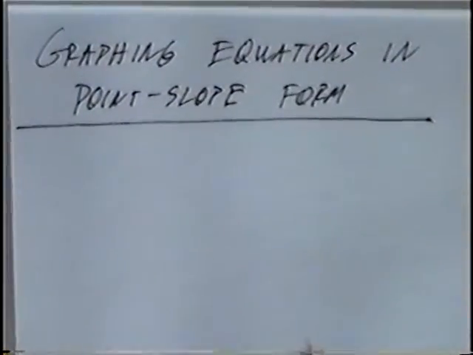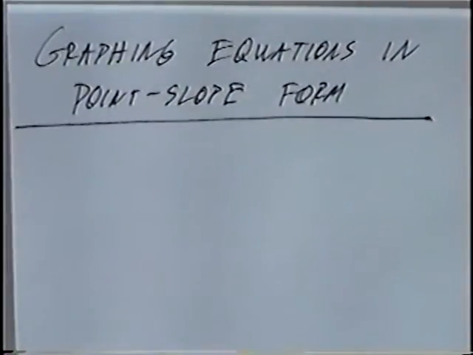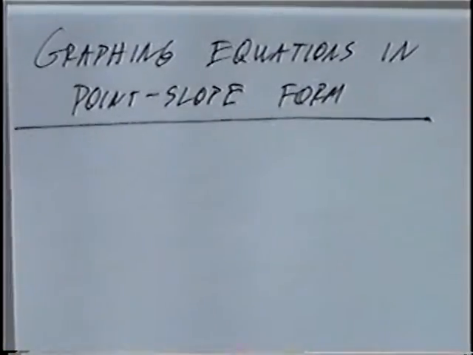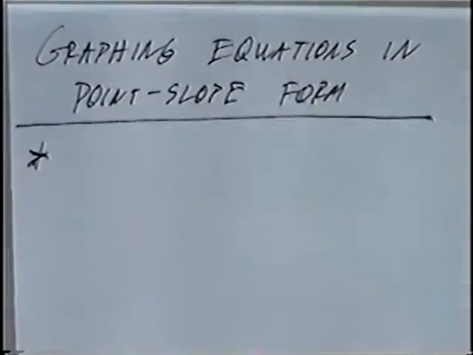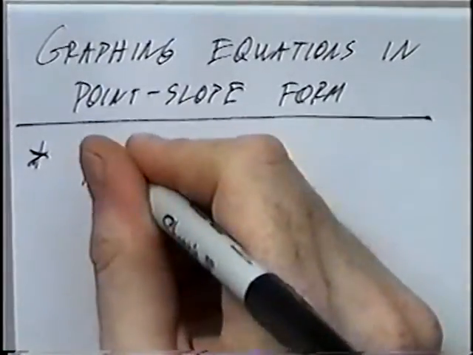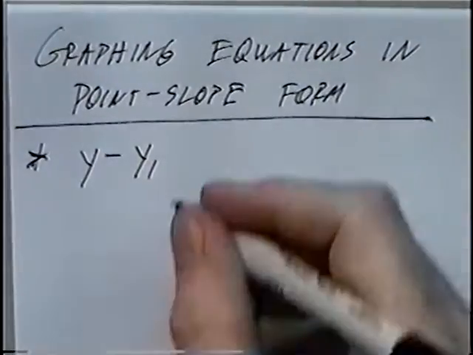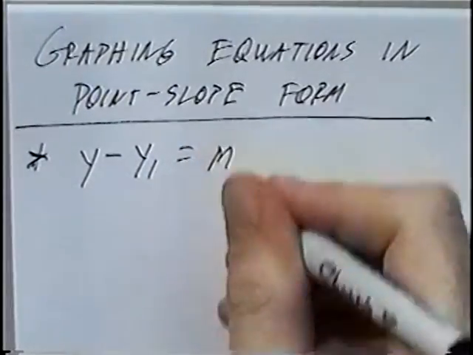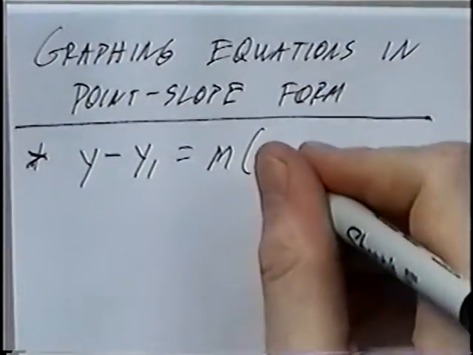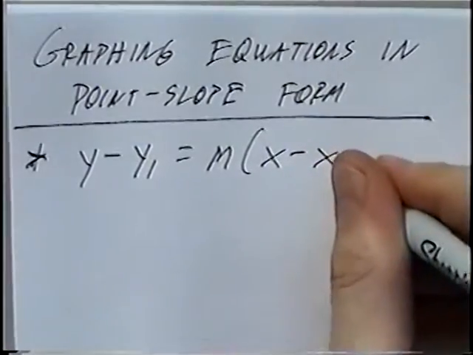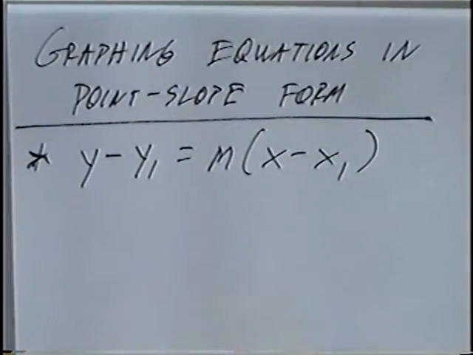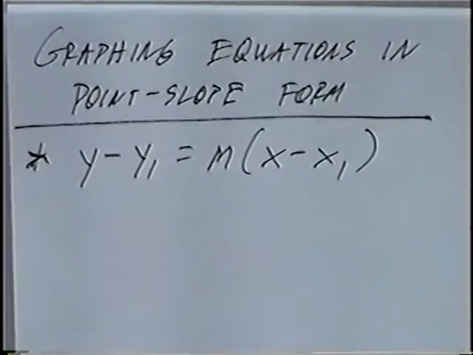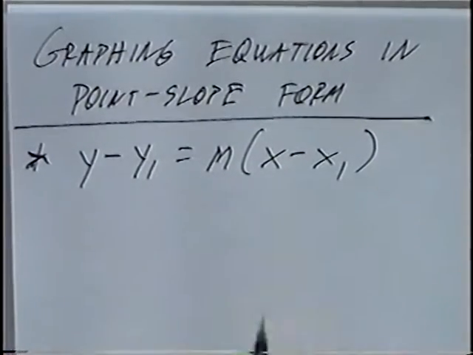In this section we'll graph equations which are in point-slope form instead of slope-intercept form. The equation for point-slope form is y minus y1 equals m, and in parentheses x minus x1. Using this equation, we'll be able to graph equations that are in point-slope form.